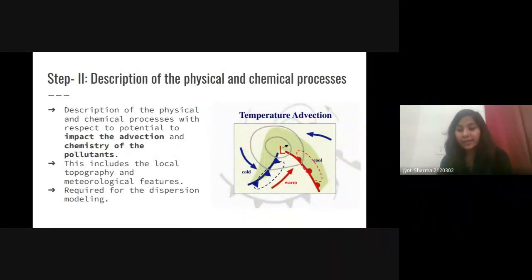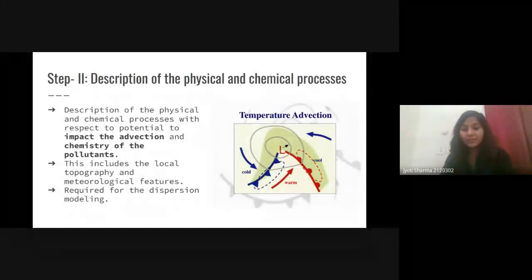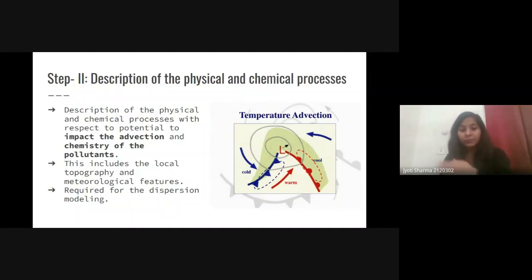If it is a second step, that is the description of the physical and the chemical processes, then there must be the description of physical and chemical processes with respect to the potential to impact the advection. Advection means the horizontal movement of the pollutant and the chemistry of the pollutant. Because you should have such kind of knowledge, and if you don't have such kind of knowledge, then you can't calculate how this will be moved into your atmosphere.